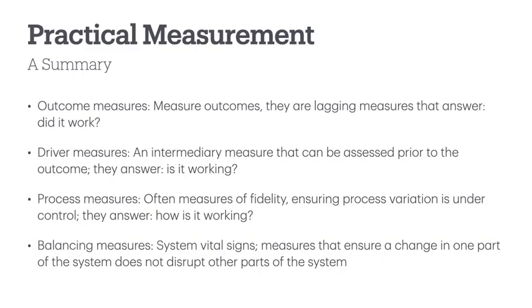And a quick summary of these practical measurement issues: outcome measures measure outcomes. They're lagging measures that answer the question, did it work? Driver measures are intermediary measures that can be assessed prior to the outcome, and they really focus on the question, is it working? Process measures are often measures of fidelity, ensuring process variation is under control, and they answer the question, how is it working?